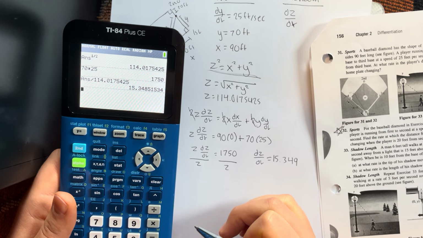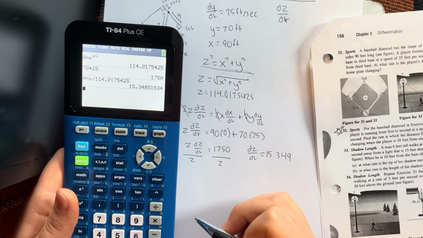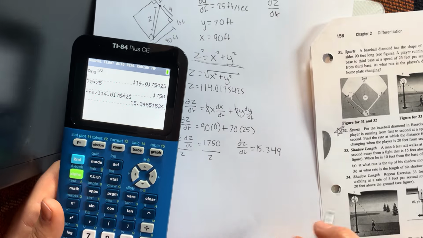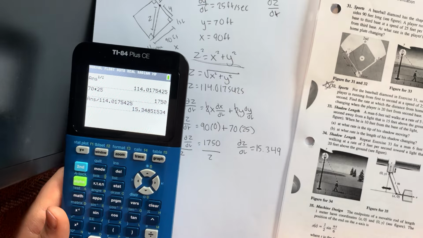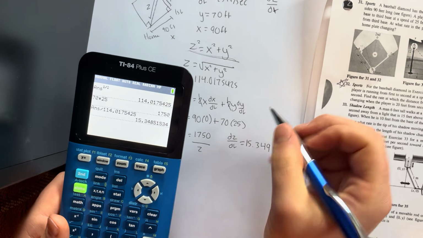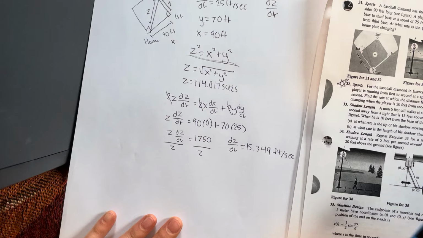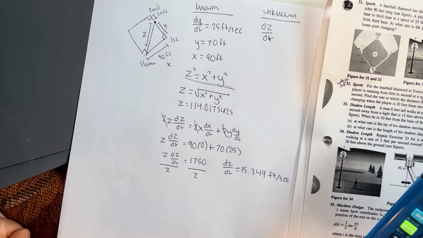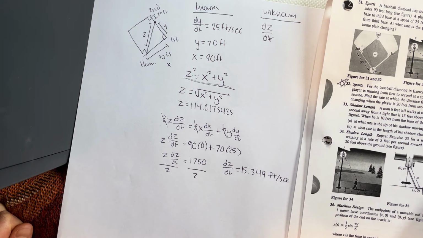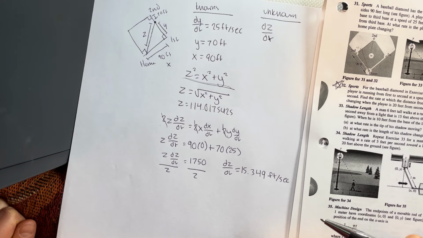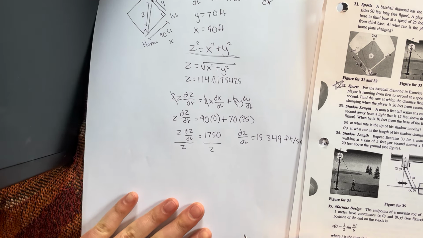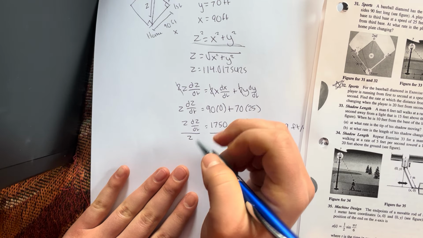15.349. It doesn't give us a rounding instruction for this, so we're just going to leave it at that. And then we know that it's changing at a rate of feet per second. So that leaves dz/dt equaling 15.349 feet per second. And that is the rate at which the distance from home plate is changing when the player is 20 feet from second base. So we can write that in a sentence.